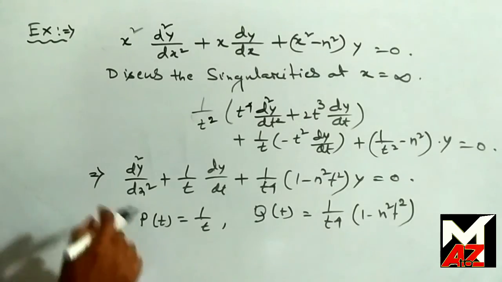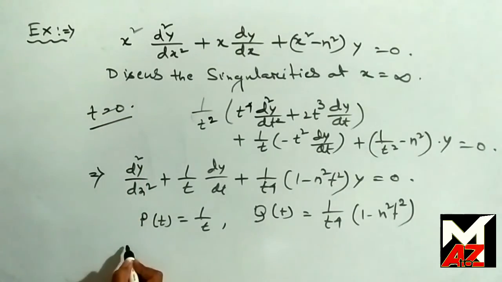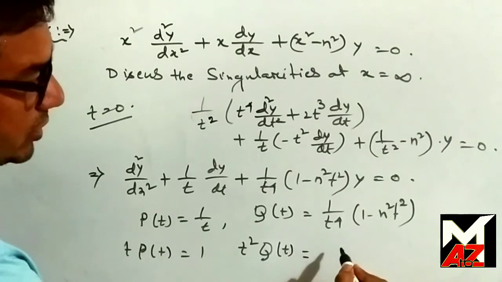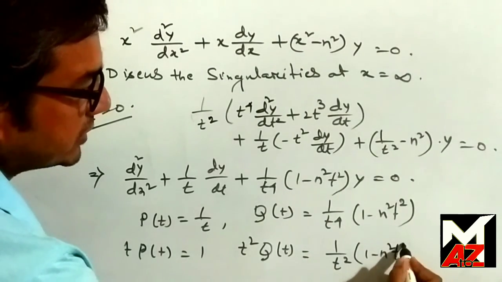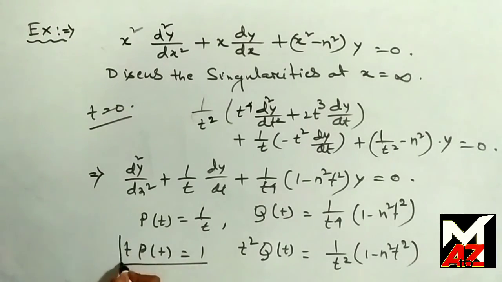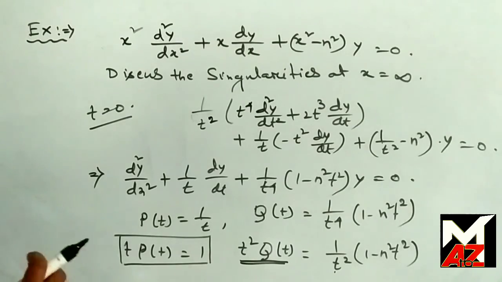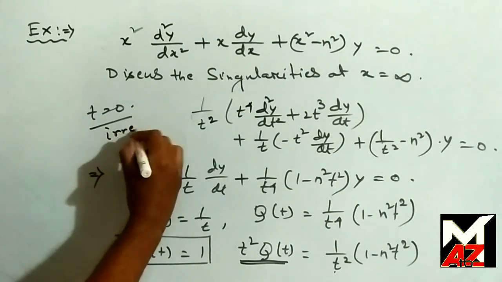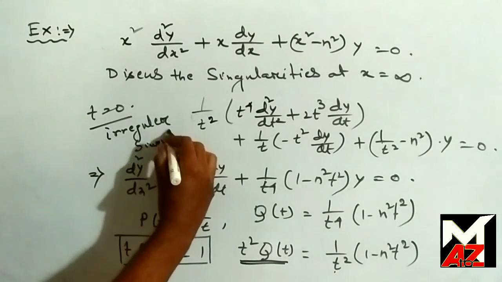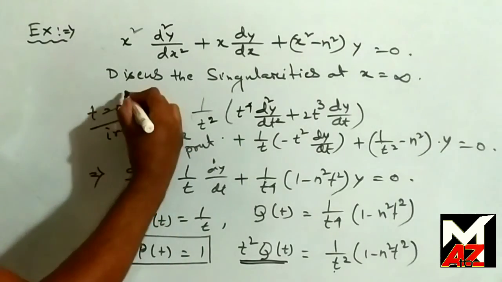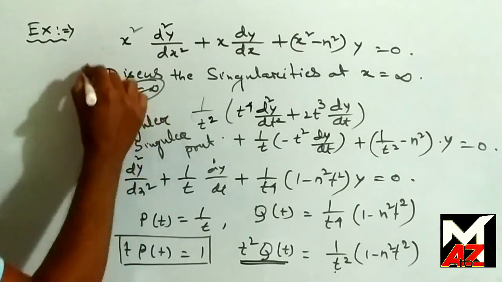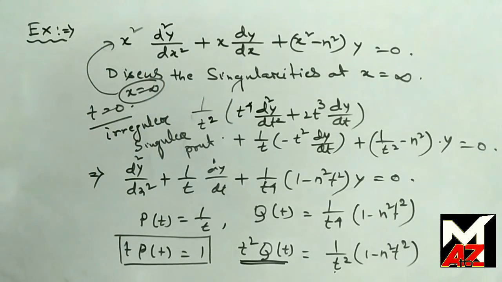Now we test the singularities at t equal to 0. Clearly t into p of t is equal to 1, and t square into q of t is equal to 1 by t square into (1 minus n square t square). This t into p of t is constant, so it is analytic at t equal to 0, but here t square remains in the denominator, so this is not analytic at t equal to 0. So t equal to 0 is an irregular singular point. So we say that x equal to infinity is also an irregular singular point of the original ordinary differential equation.